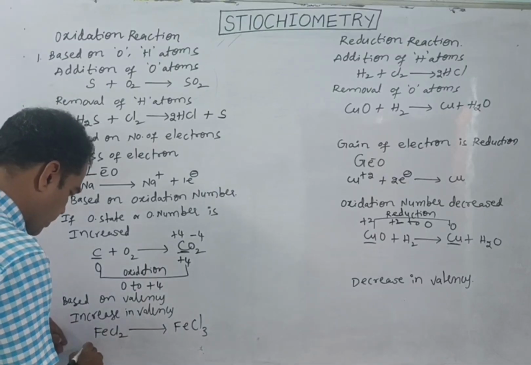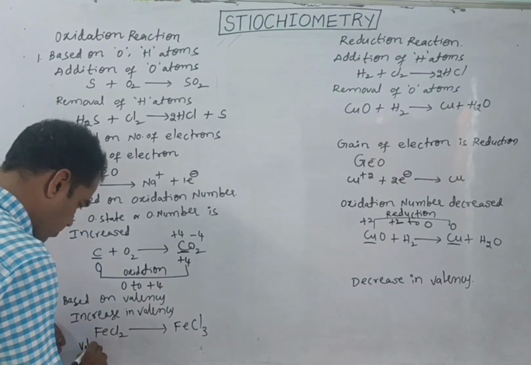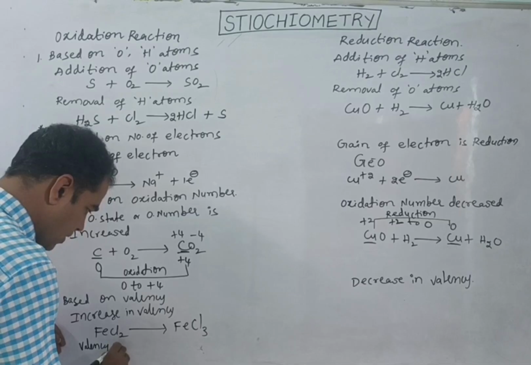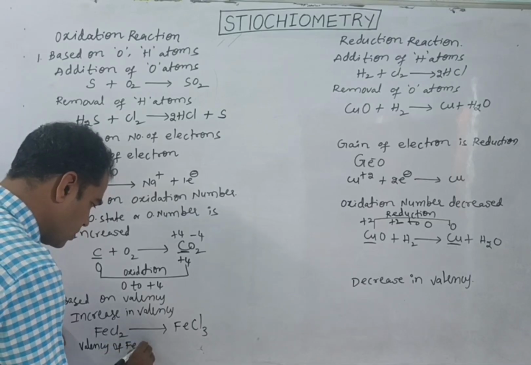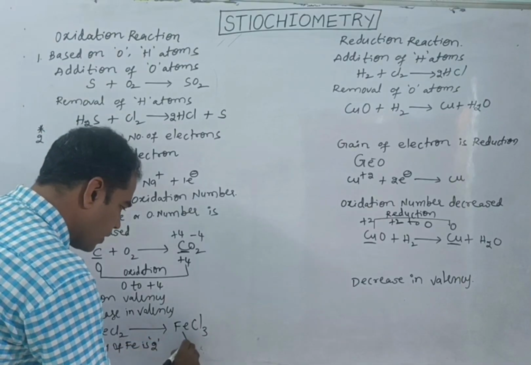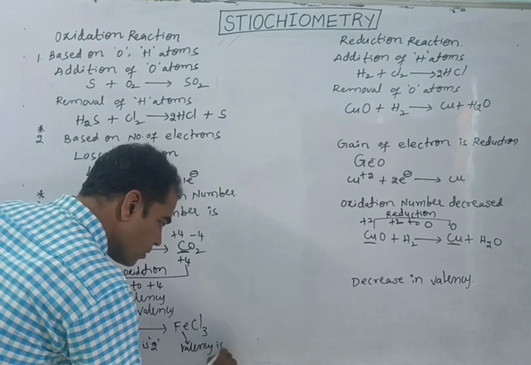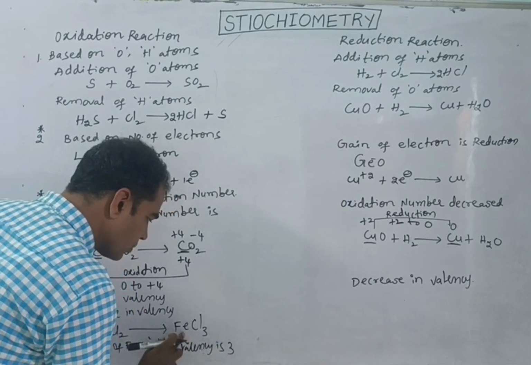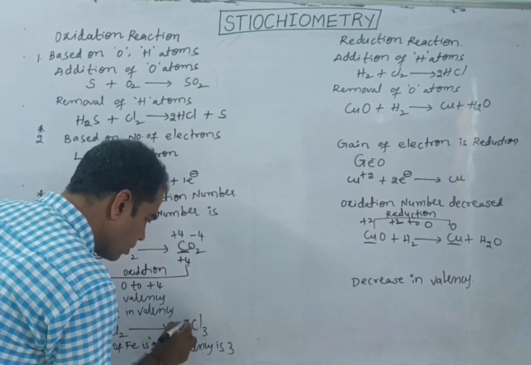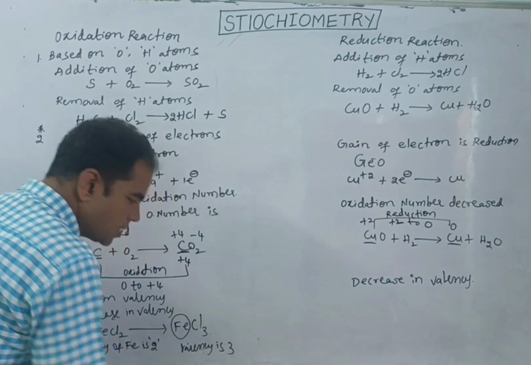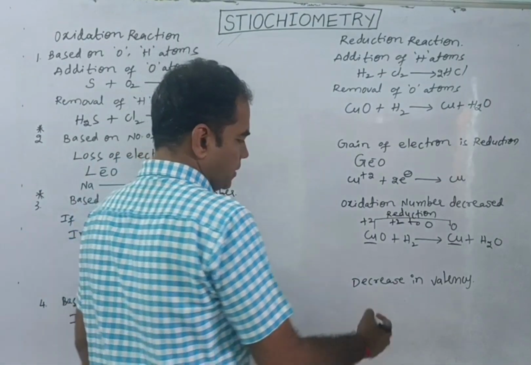Here valency of Fe is 2. Here valency is 3. Now decrease in valency.